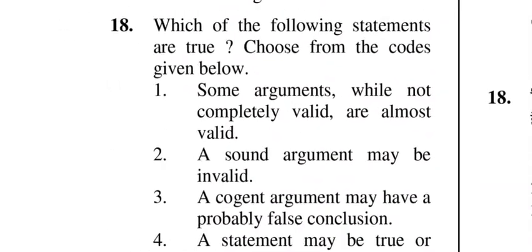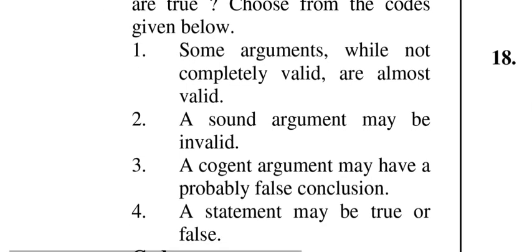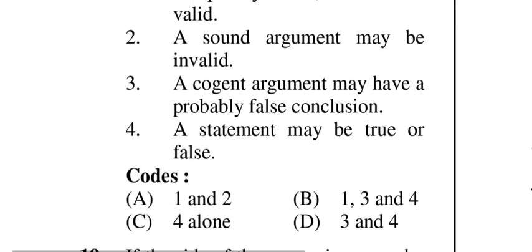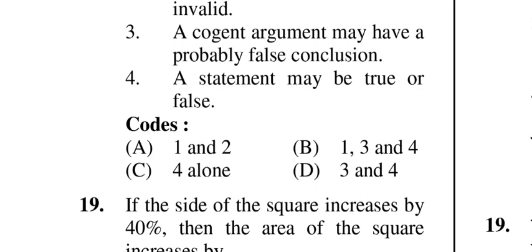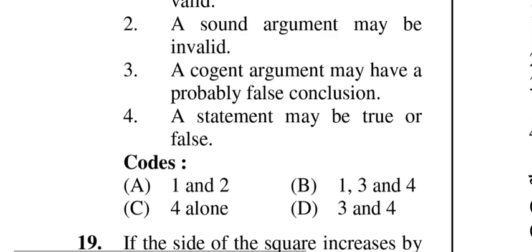Number 18. Which of the following statements are true? Choose from the four given below. 1. Some arguments, while not completely valid, are almost valid. 2. A sound argument may be invalid. 3. A cogent argument may have a probably false conclusion. 4. A statement may be true or false. So we have to choose the correct codes: 1 and 2, 1, 3 and 4, 4 alone, 3 and 4. What do you say?